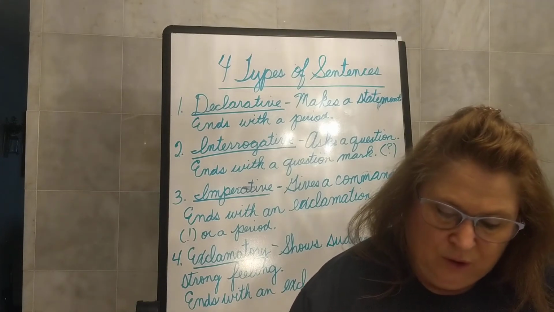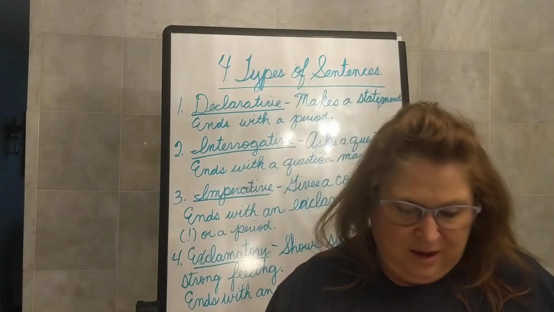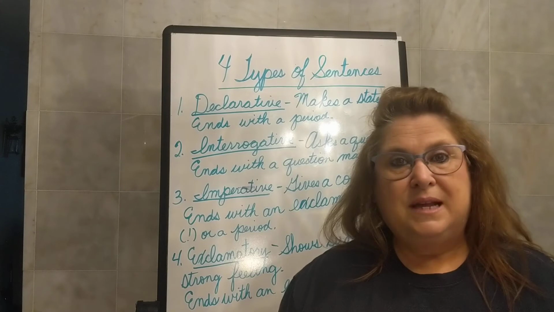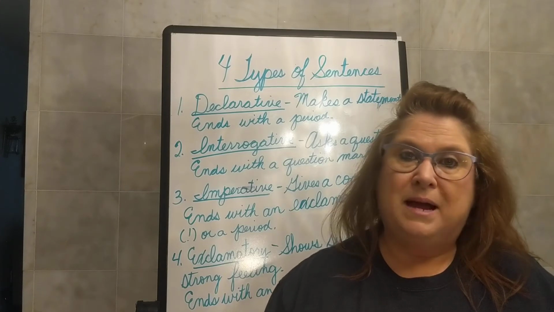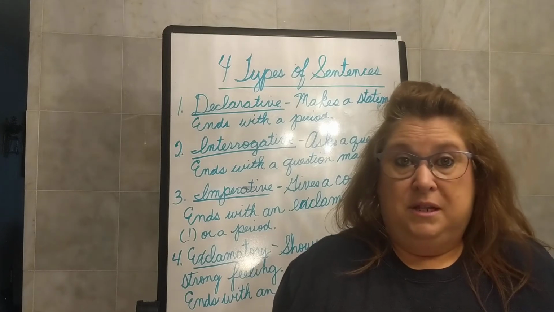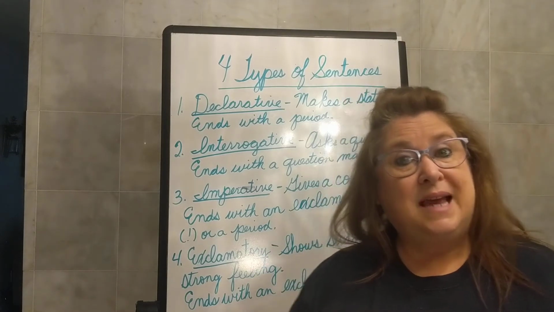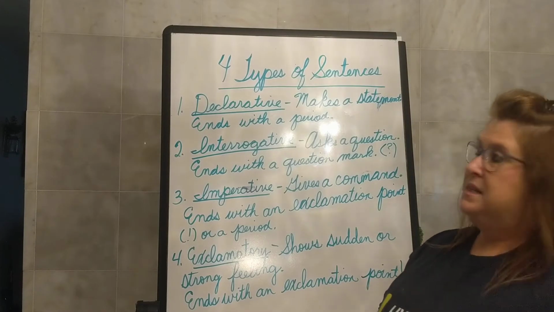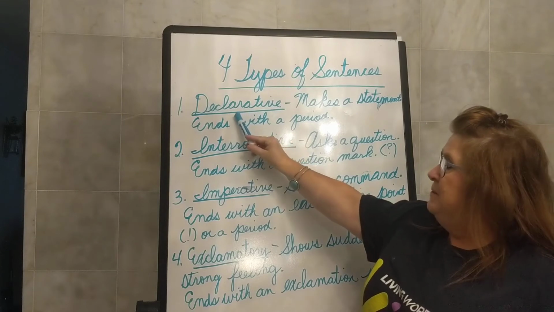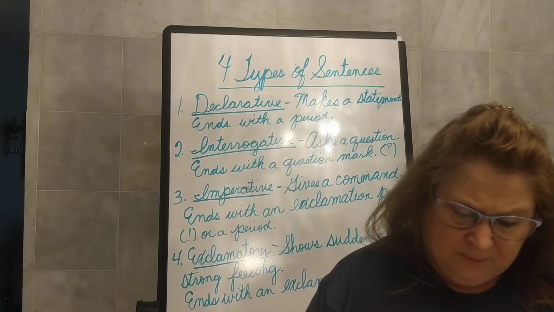Number 2, the Lord is my strength and my shield. Glory be to God. Yes, he is. So on this sentence, what is this sentence doing? The Lord is my strength and my shield. It's telling us something. Hey, the Lord is my strength and he's my shield. It's making a statement. So this sentence is just going to end with a period. And what kind of sentence makes a statement? A declarative sentence. So you will write declarative on the line.